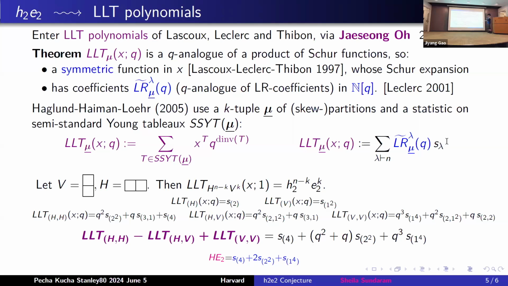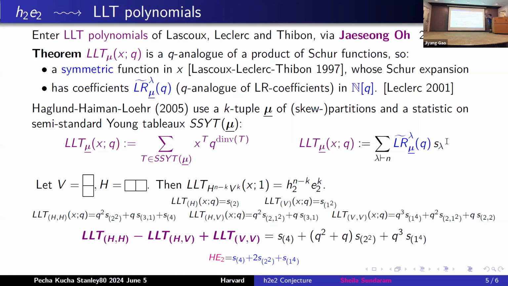I wrote out a few of them, again, if you can read very quickly. And if you take the alternating sum, this is the h-e analog. You can see it's Schur positive, and the coefficients are polynomials that are positive in q.